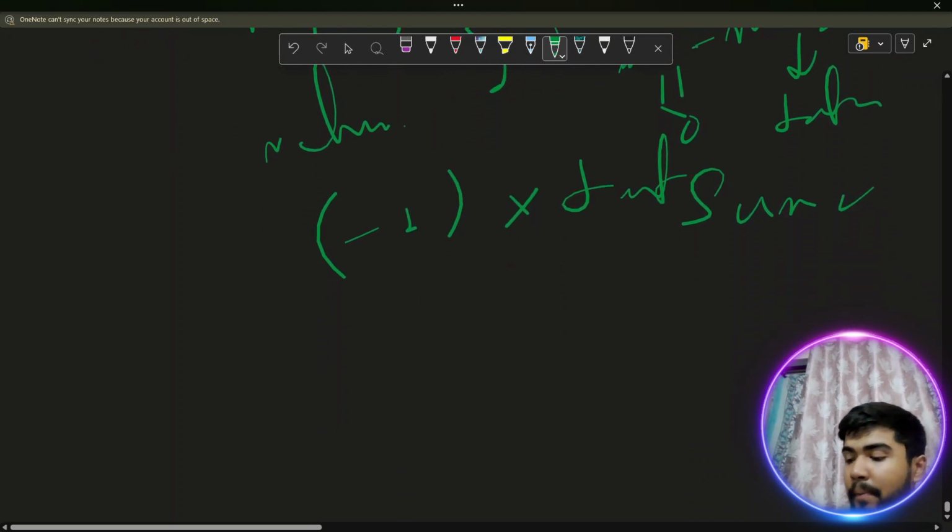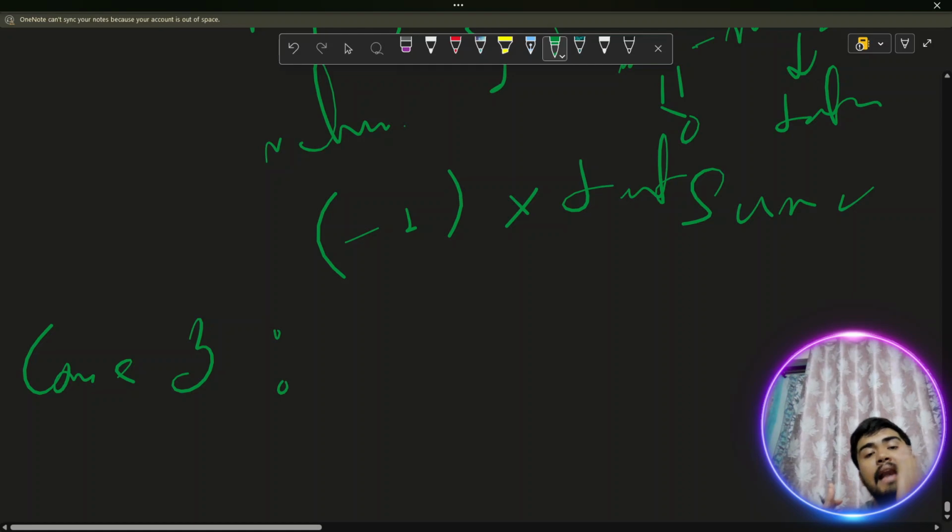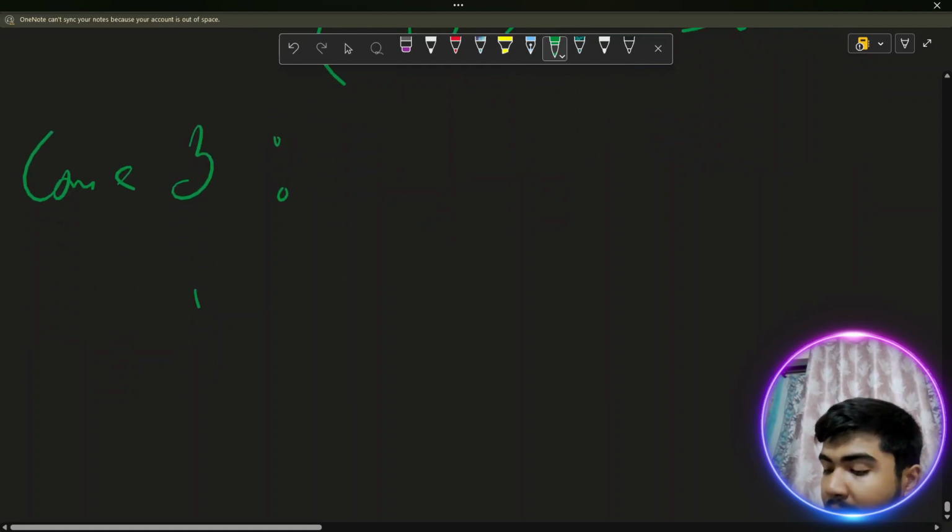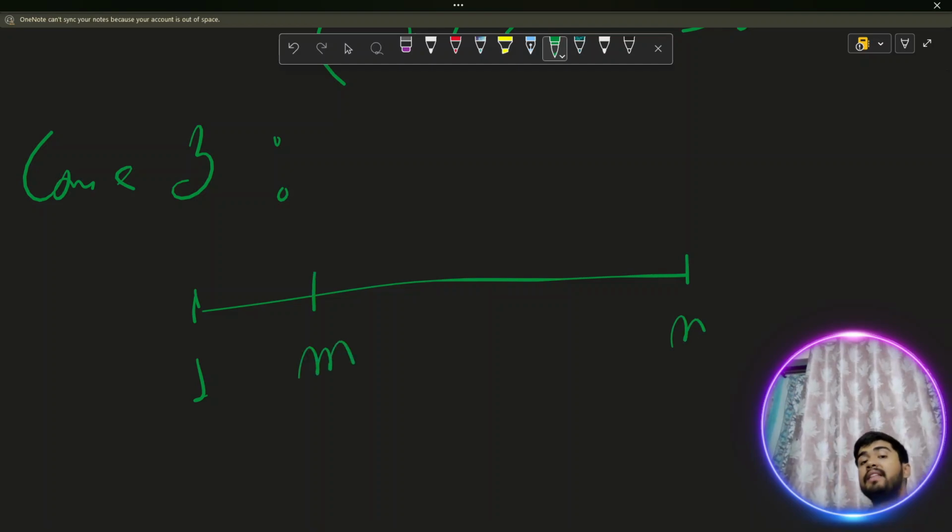Now, actually the problematic case. Case 3, where m is lying within the range of 1 to n. So now here my m is lying within the boundary of 1 to n. Then can you guys point me one thing? What are my divisible pairs?